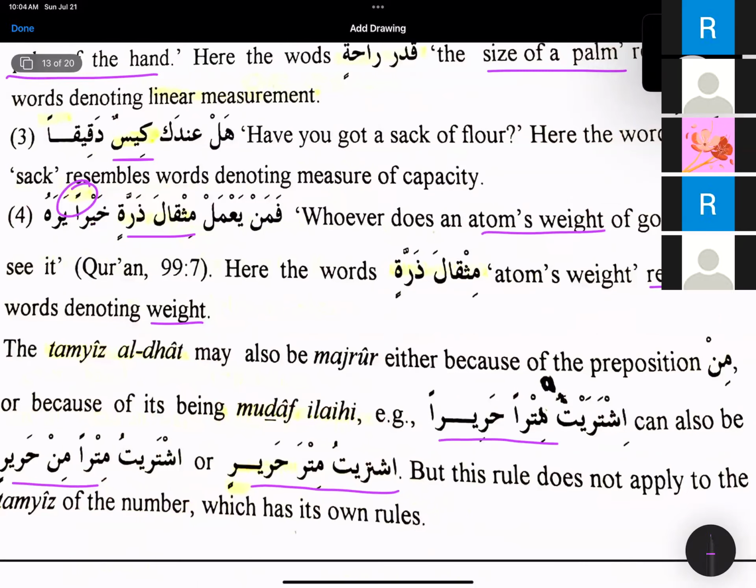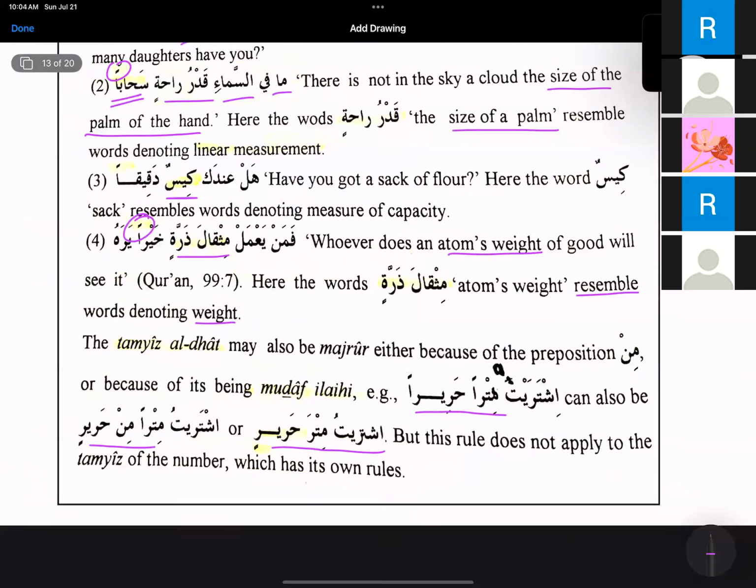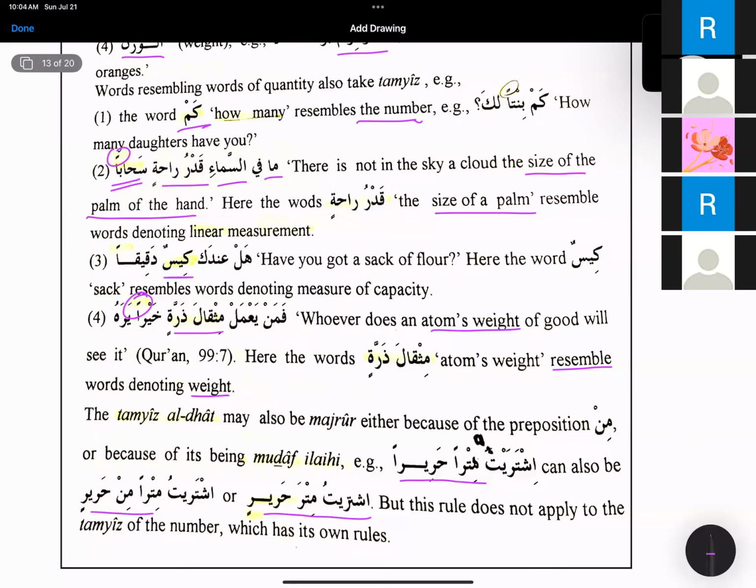And what kind of tamiz are we gonna call it? Tamiz of that, because it is clarifying just one word. Miskala zaratin was ambiguous, right? So that's why we need to bring khairan with it. Ishtaraitu litran, mitran, sorry. So litran is liter and mitran is meter, right? So ishtaraitu mitran, so I bought. Now I bought is clear, right? But as soon as I say mitran, meter, now I'm gonna ask like meter of what, right? So then we need to bring hariran with it.